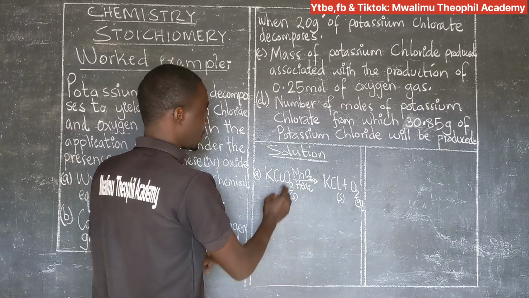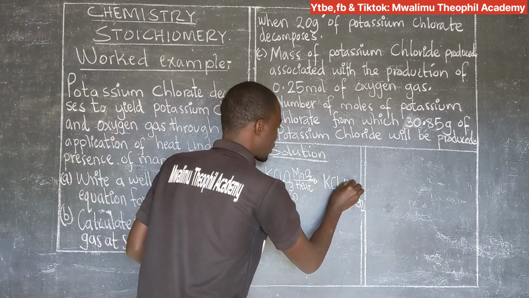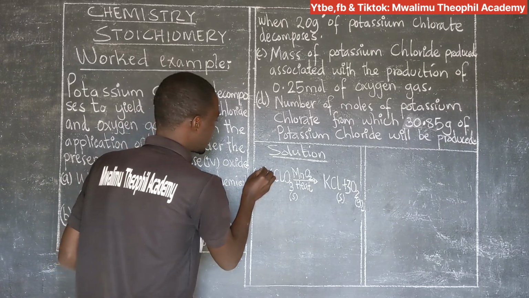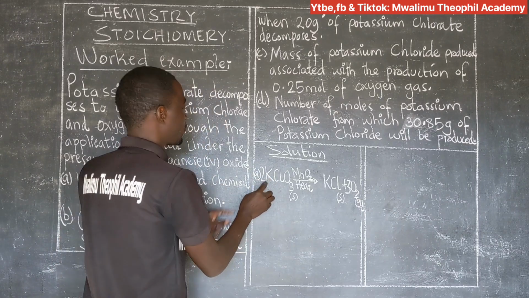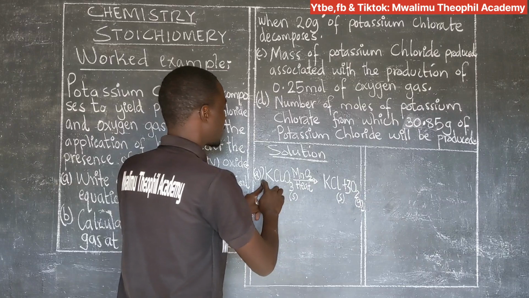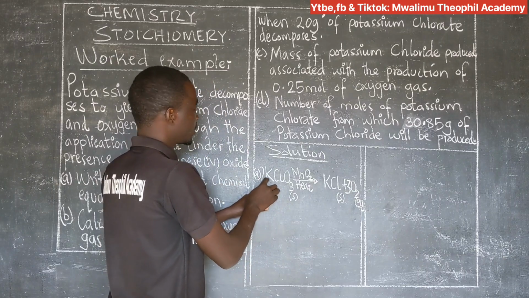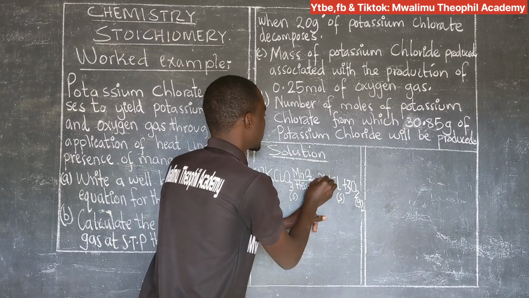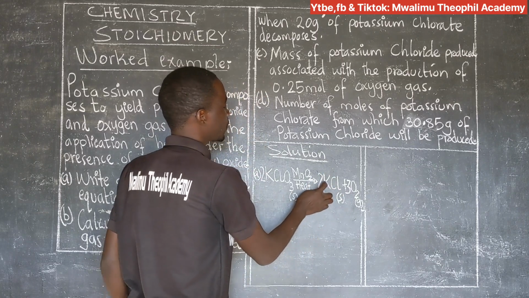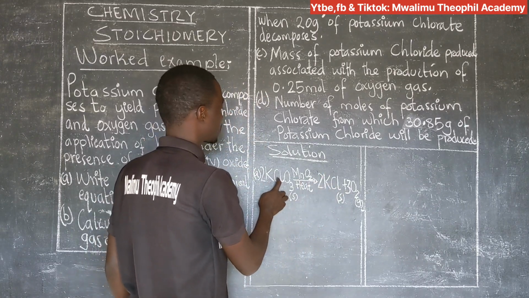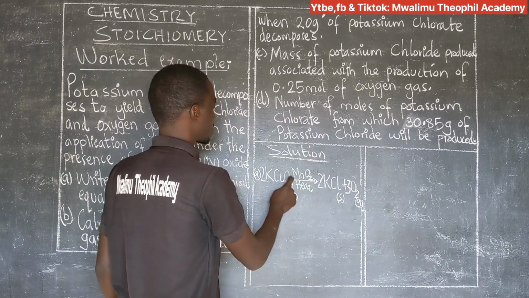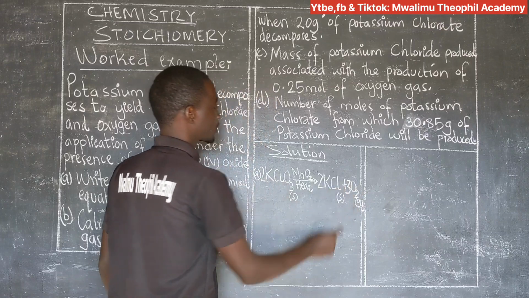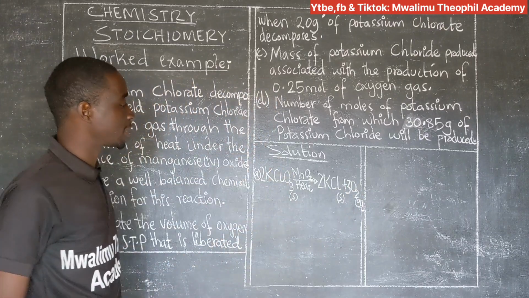Now let's balance. To balance these, we multiply this by 3. Now we have 6 atoms of oxygen, and this is multiplied by 2, so as to also have 6 atoms of oxygen in this part. After multiplying this by 2, it has made potassium 2 atoms, chlorine 2 atoms, so even this part is multiplied by 2. To have 2 potassium, 2 chlorine atoms, 2 times 3, 6 oxygen atoms, and here 6 oxygen atoms. So it is now balanced.